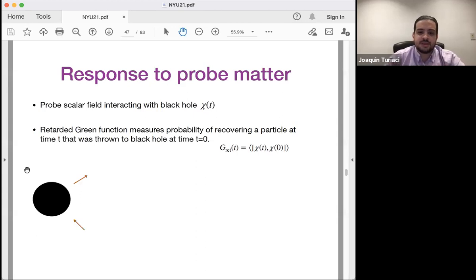So, in the next part, I want to see how this black hole responds to throwing probe matter. A useful thing to look at is the Green function, which is basically measuring the probability of recovering a particle at time t that was thrown at time 0.